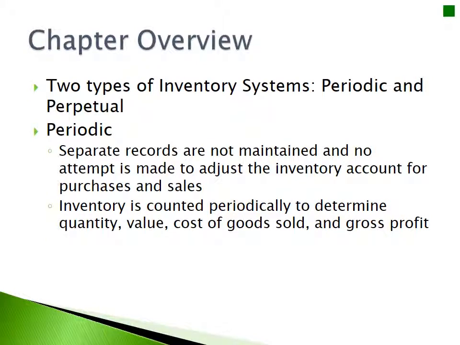There are two types of inventory systems, periodic and perpetual. Under periodic inventory systems, separate records are not maintained for inventory items, and no attempt is made to adjust the inventory account for purchases and sales. Inventory is counted periodically to determine inventory quantity, value, cost of goods sold, and gross profit. This method was historically used for sales of high-volume, low-cost goods where keeping records was not practical.